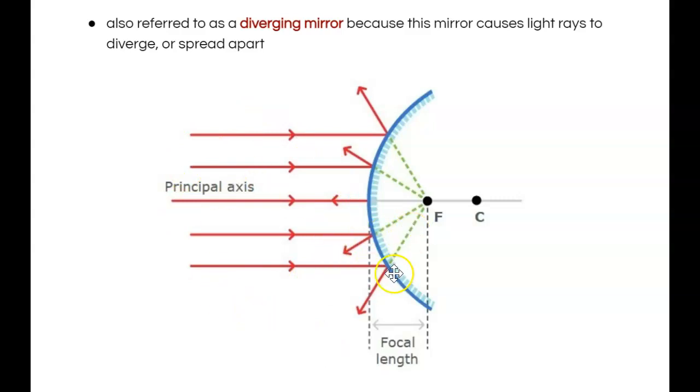Now, if we look at extending those to create a virtual line behind the mirror, we can see that those virtual lines are what we're going to trace back to locate an image. So that is what we're going to look at today. I think you're going to find that with convex mirrors, the rules are very similar to what we see with concave mirrors, and the outcomes are actually much simpler.